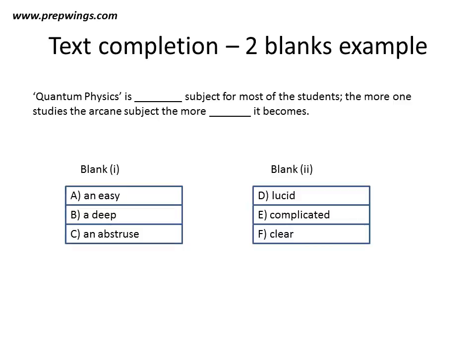Okay, in this video, we'll cover an example for text completion with two blanks. Now, the question says that quantum physics is dash subject for most of the students. The more one studies the arcane subject, the more dash it becomes. For blank 1 we have options: an easy, a deep, and an abstruse. For the second blank we have options: lucid, complicated, and clear.